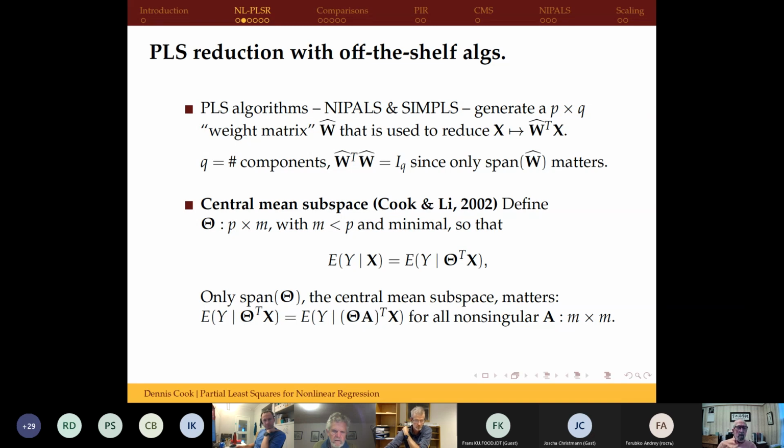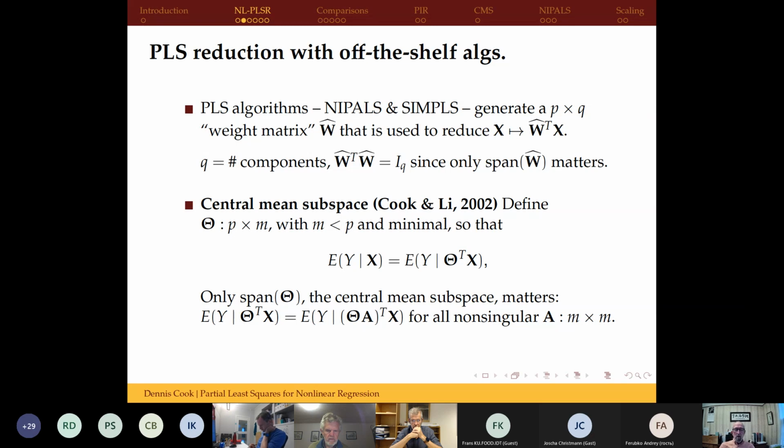And what this means in a dimension reduction context is that we can take our p by 1 vector of predictors, and if we knew theta, we could discard it in favor of the m by 1 vector of linear combinations, theta transpose x. If m is small, that's a substantial reduction in dimension, and that greatly facilitates the regression problem and understanding what the mean function is. Again, only the subspace spanned by the columns of theta matters.